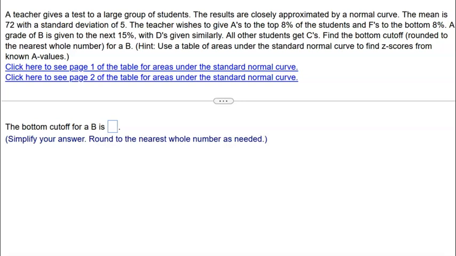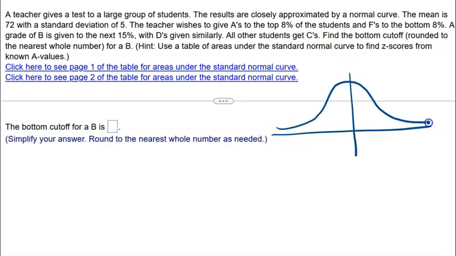Now for the funnest problems of all. Here we go. A teacher gives a test to a large group of students. The results are closely approximated by a normal curve. So once again, we have a normal curve. Do you have to draw one? No, but it sure helps with the understanding of what's going on. The mean is 72. So again, my x bar is equal to 72. That's right there in the middle. So the average test was 72. It says with a standard deviation of 5. I'm going to write that under there so I can find it.